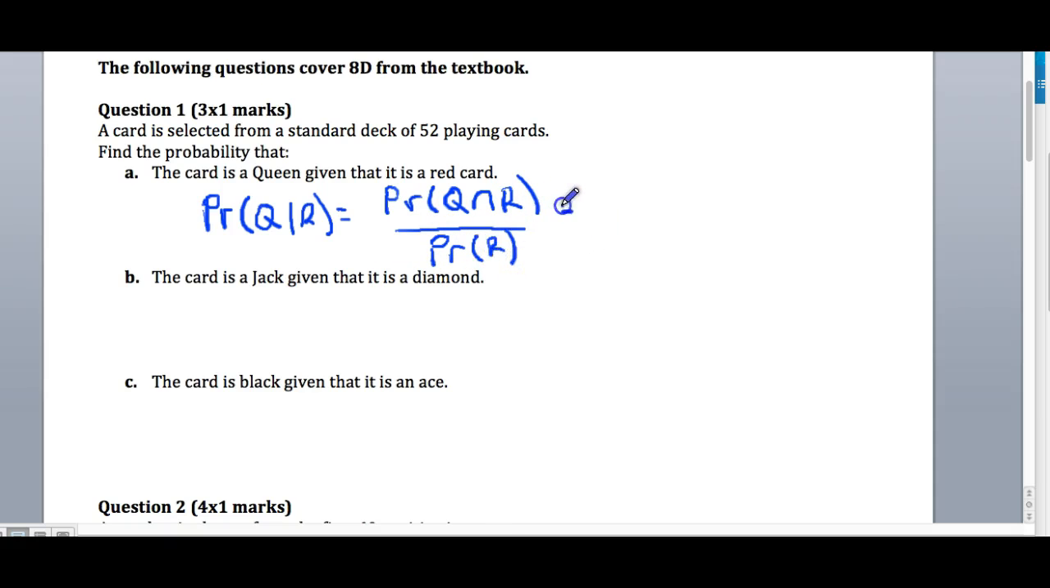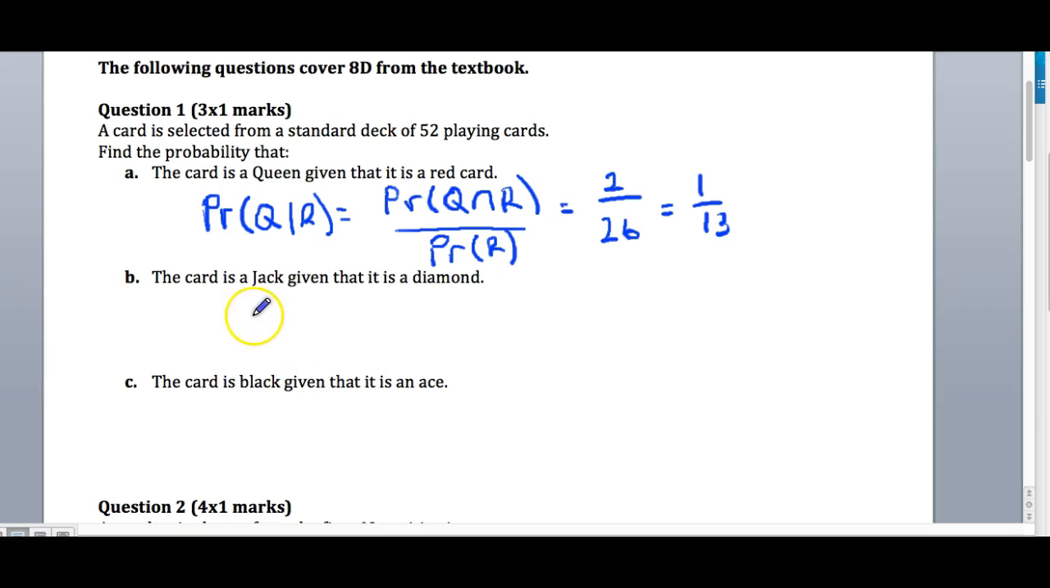red. Now, how many cards are both queen and red? There are 2. Okay, so the queen of hearts and the queen of diamonds. And how many cards are red? So that's half the deck. So 2 over 26 gives you 1 over 13.